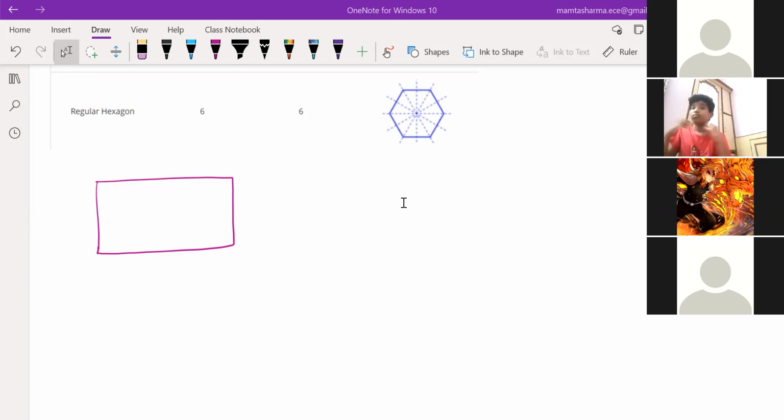Ma'am, we can fold it 4 ways. No, it is not correct. Ma'am, we can fold it 2 ways only. Yes, 2 ways. See, one is vertically and one is horizontally.